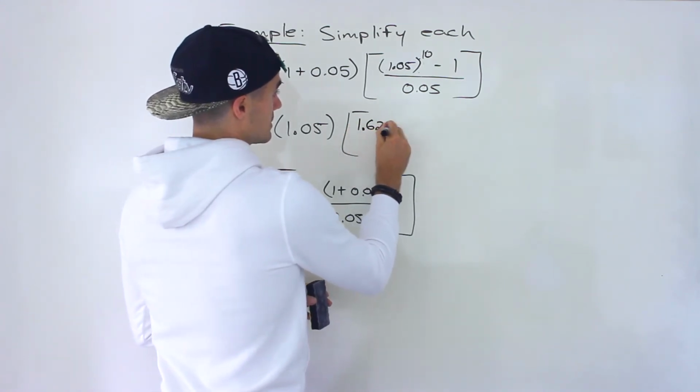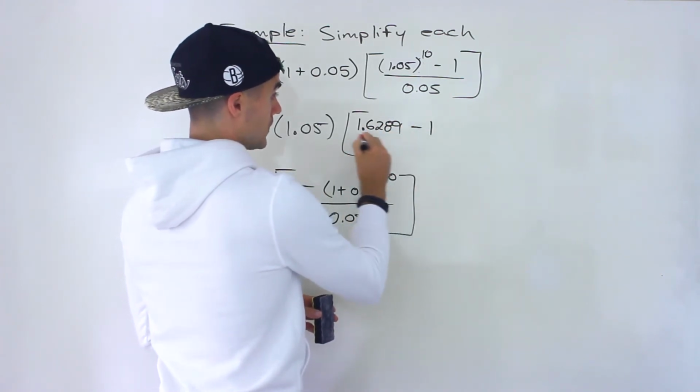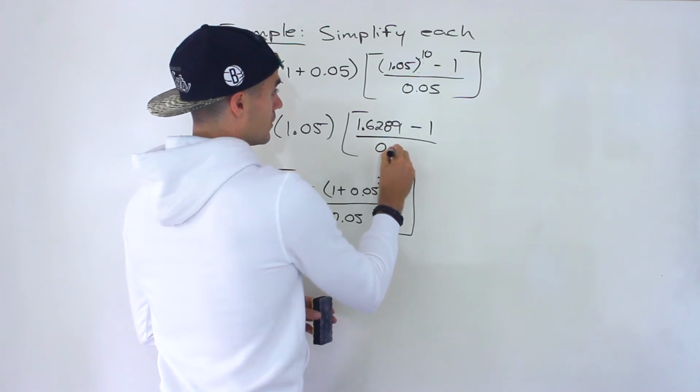1.6289 if you round it to 4 decimal places. Then we'll have the minus 1 over the 0.05.